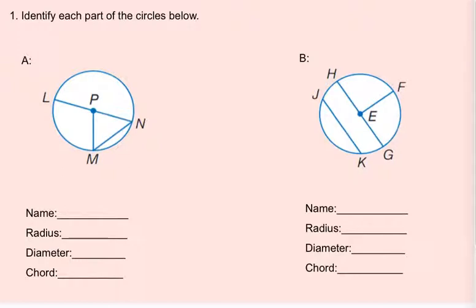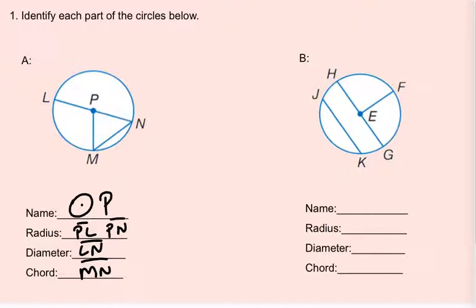So identify each part of the circle below. I'm going to name this circle P. The radius is going to be either PL or PN. The diameter is going to be LN. And a chord is going to be MN. That's going to be your main difference.